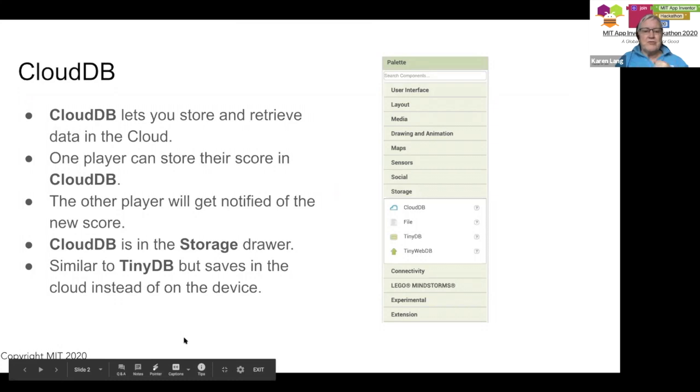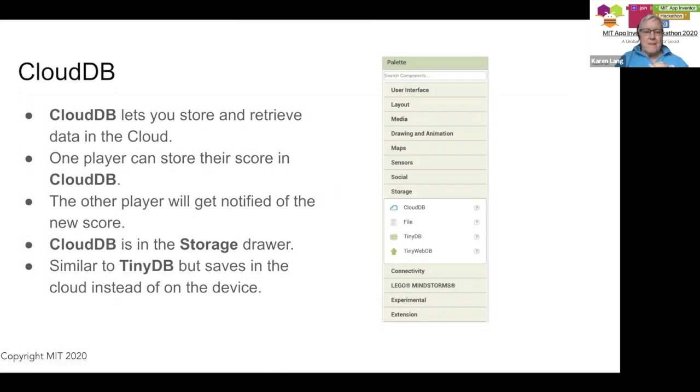CloudDB lets you store and retrieve data in the cloud. For instance, one player can store their score in the cloud, and then any other players in the game would get notified of their new score. You find CloudDB in the storage drawer of the palette. It's similar to TinyDB, but it saves the information in the cloud instead of on the device.